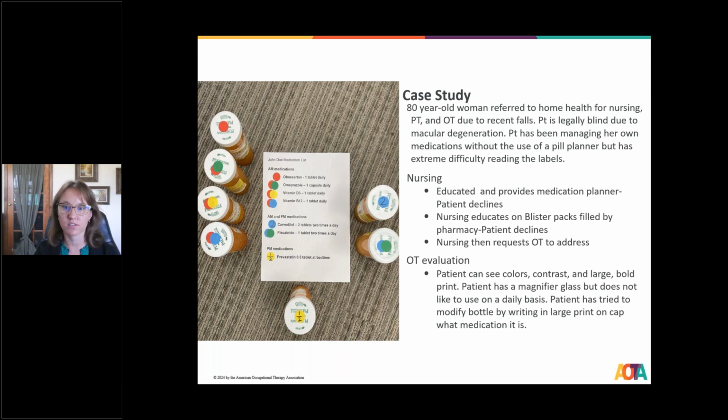So I went through and saw that she could still see, for her personal aspect, colors, contrast, and large bold print. She did have a magnifier glass, but did not like to use it. She also had come up with a modification already of trying to write on the tops of the labels in large print what each medication was, but could have trouble because there was also printed stuff. So I came up with this color scheme to utilize it. She was able to correctly take her medications, learn how to use it while she still had some vision left, and hopefully could continue to use it for a while, since color will tend to remain longer than being able to actually see the print.